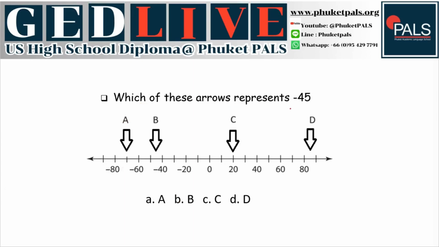Which of these arrows represents minus 45? So it is a minus number. So you know in which direction of the number line minus numbers lie. They will be going in the decreasing direction. So you have to look at the decreasing direction from 0. Here we have minus 40 and minus 60. And you know that minus 45 will be in between minus 40 and minus 60. So we have one more number here that is not shown, that is minus 50. Again you can choose that it is in between minus 40 and minus 50, and that will be our B, right? So the answer is B.